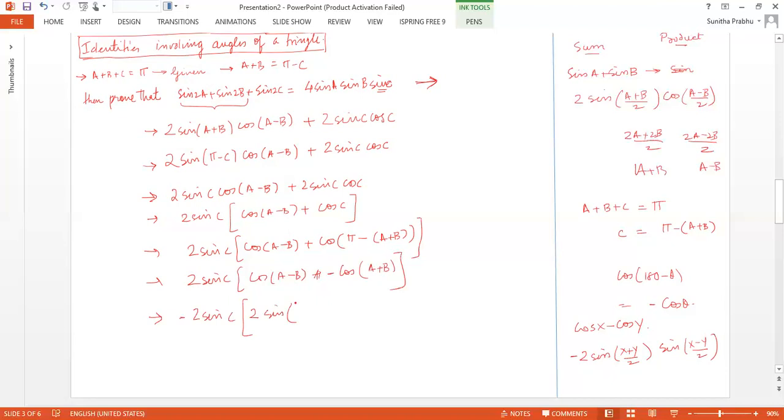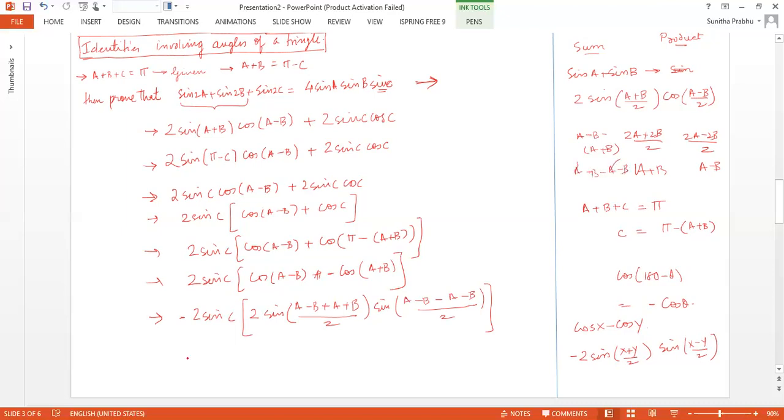a minus b plus a plus b by 2, into sine x minus y by 2, that is a minus b minus a plus b by 2. Correct, no? Yes, sir. So it is a minus b minus of a plus b, x minus y. So a minus b minus a minus b I'll get by 2.